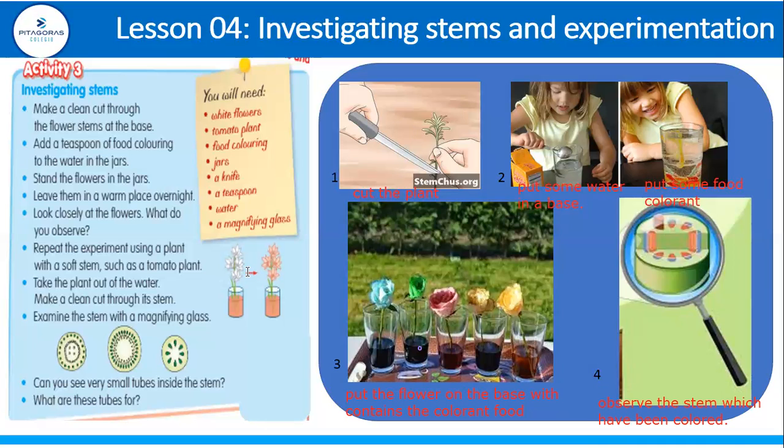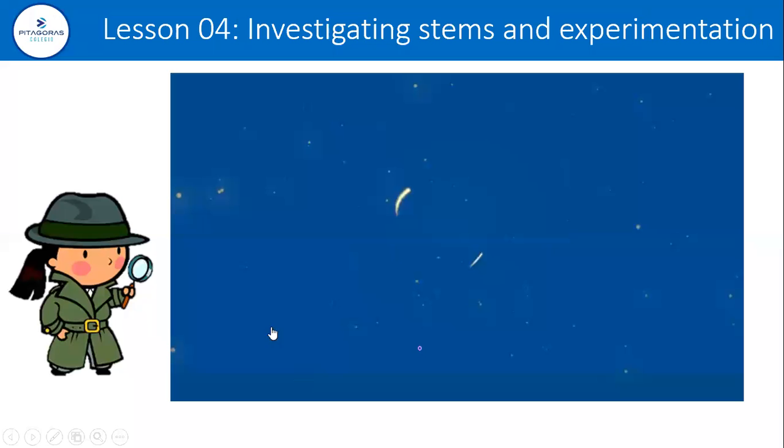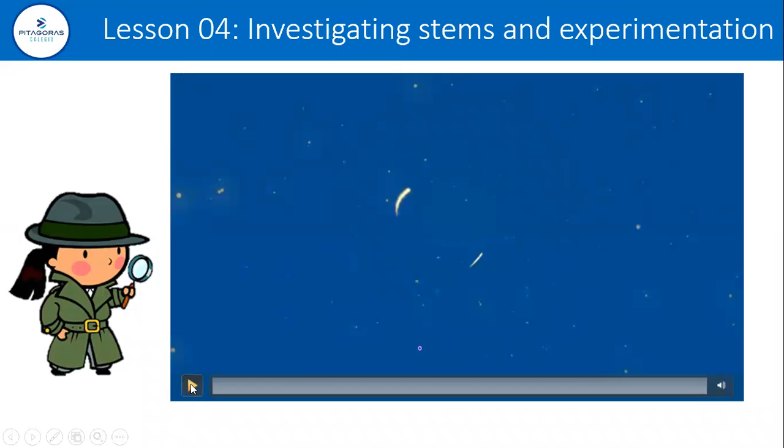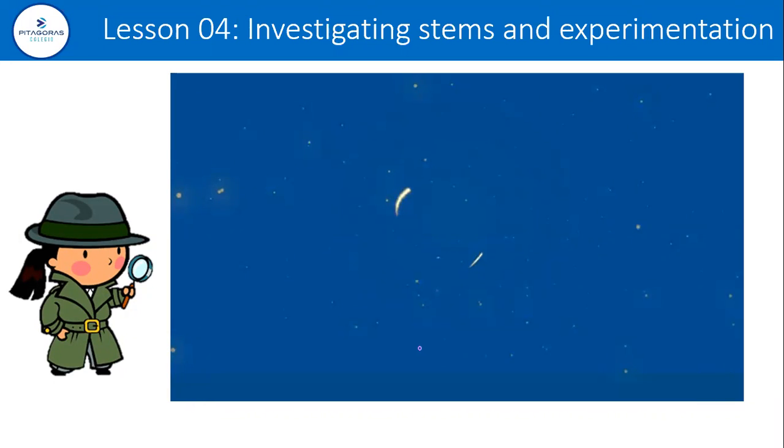Please try to do it at home. This is simple to do. It's not difficult. Cut the plant, put some water in a vase, put some food colorant, put the flower on the base which contains the food colorant, observe the stem which has been colored. Excellent, my dear students. Let's continue now. Here we have a video for you to remember our process. Let's look at the video.